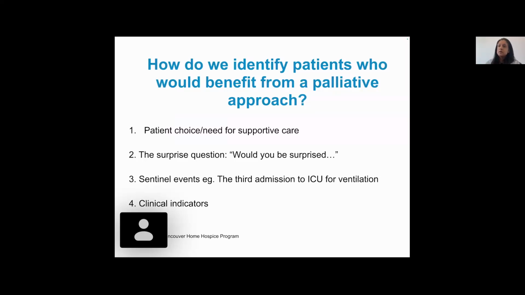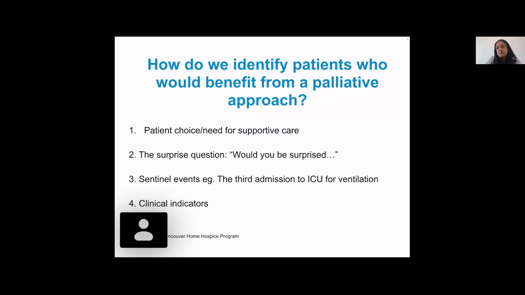So then who would benefit from having a palliative approach? How do you know? How do your loved ones know? Sometimes patients choose from themselves and they say, this is what I want. I want to talk about it. I want to have supportive care. I want to focus on my quality right now in my disease trajectory. And that is without sacrificing any other care, okay?